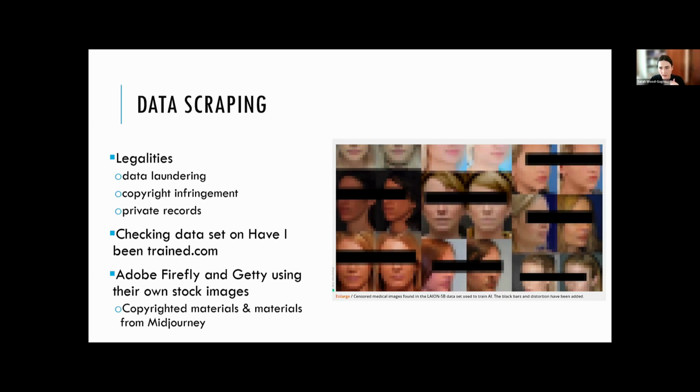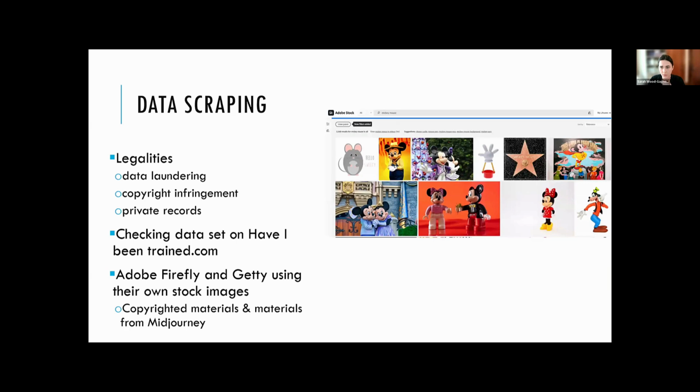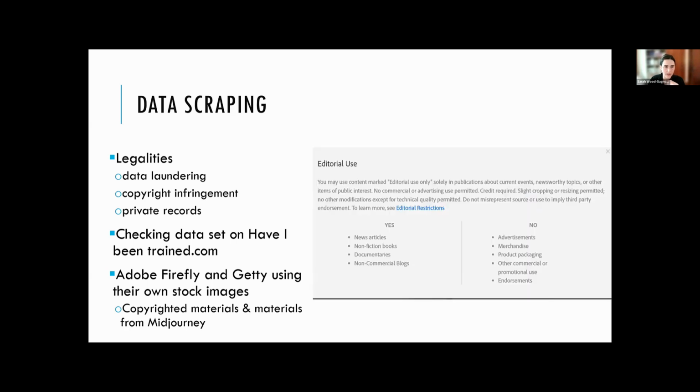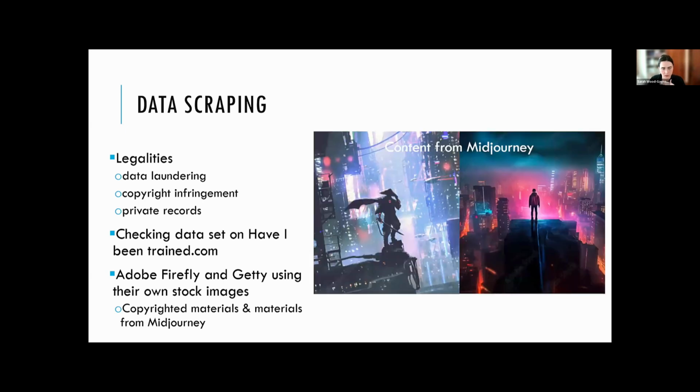There are some companies claiming to have ethically trained AI, like Adobe Firefly and Getty, who use their own stock images. However, this has issues as both contain copyrighted materials and materials generated using Midjourney, as well as Adobe contributors only finding out after the AI was trained that their content was used. So you can see in the screenshot from Adobe stock, there are some copyrighted images that can be used in particular circumstances. There's an editorial note on it. It's not really clear if they're being used or not to be trained. I want to draw your attention to another set of images from Adobe stock.